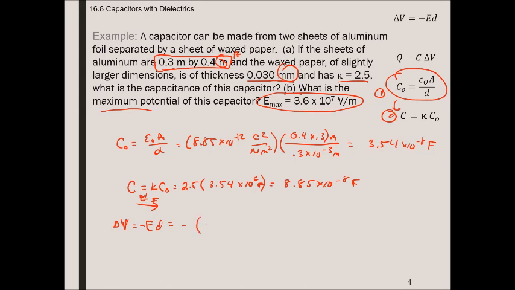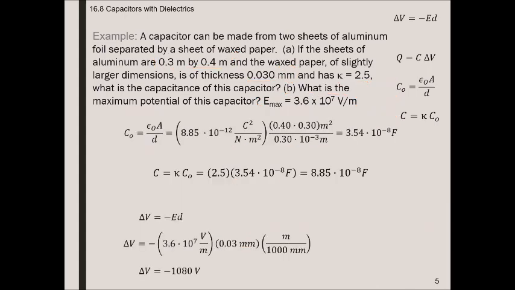So we get negative 3.6 times 10 to the 7th volts per meter times 0.03 millimeters, we're going to convert the millimeters to meters, and that gives us negative 1080 volts. So we could hook our wax paper up to 1000 volts and not have it break down. So not likely going to get much more than that. Household voltage is only 112 volts, so your little wax paper and tinfoil capacitor should work, at least temporarily.